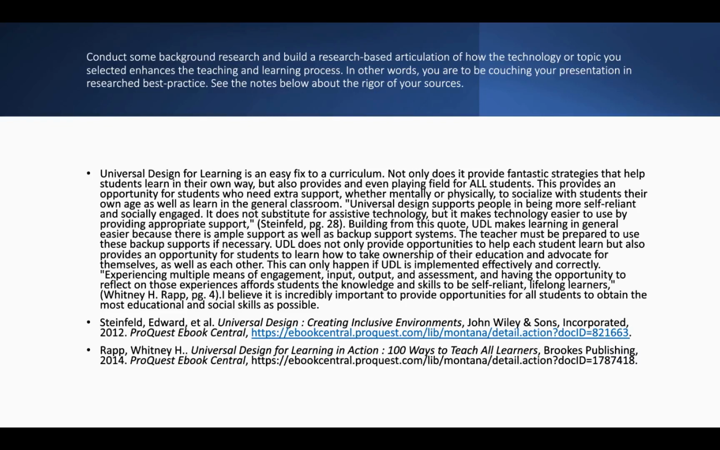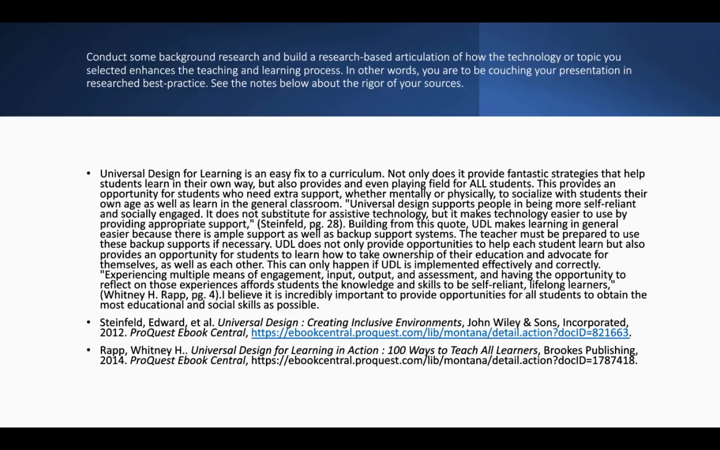And building from that quote, UDL makes learning in general easier because there is ample support as well as backup support systems, as long as the teacher is well supported by other coworkers, as well as having a good background in the knowledge. The teacher must be prepared to use these backup supports if necessary, especially if there's a student that is not getting it. You need to step back and look at a different perspective.